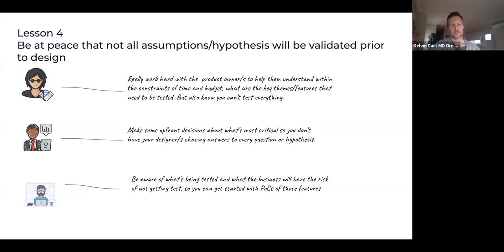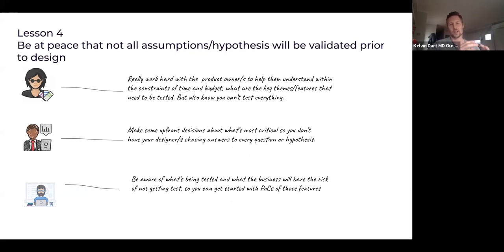Number 4, and I know this is painful to hear, but you need to be at peace that not all assumptions and not all hypotheses will be validated prior to design. There almost needs to be 2 streams in a lot of ways. You do have people waiting for you to start to distill, synthesize, come with a set of recommendations. What we tend to do is try to do 2 separate streams. One is almost that discovery and innovation phase, hypothesis phase.